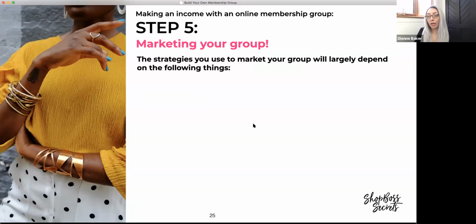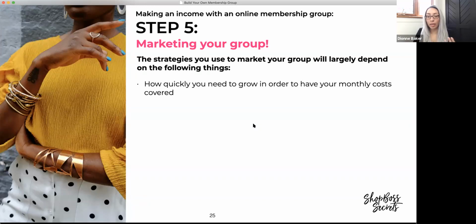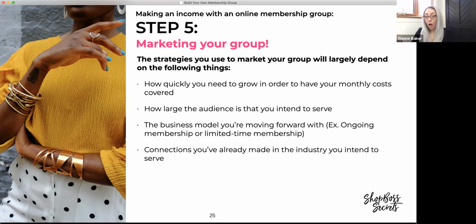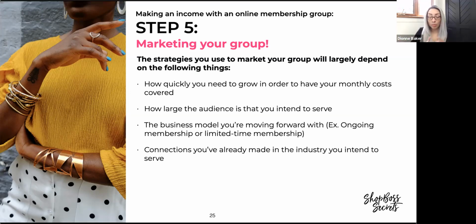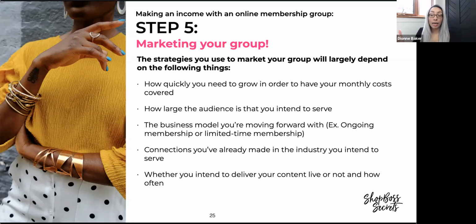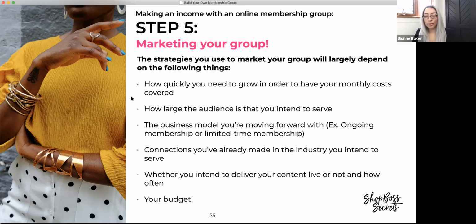And then the last part is the marketing, right? So the strategies you use to market your group will largely depend on the following things. A, how quickly you need to grow in order to have your expenses covered, how large the audience is that you intend to serve, the business model you're moving forward with, like ongoing subscriptions or limited time subscriptions that restart at a certain period of time, connections you've already made in the industries you serve, whether you intend to deliver your content live and how often. All of these things are going to determine how you move forward with your marketing plan. And of course, your budget. Don't want to forget mentioning that one.